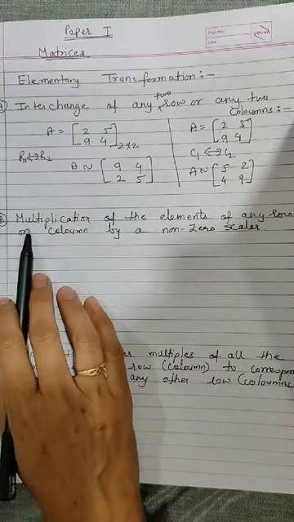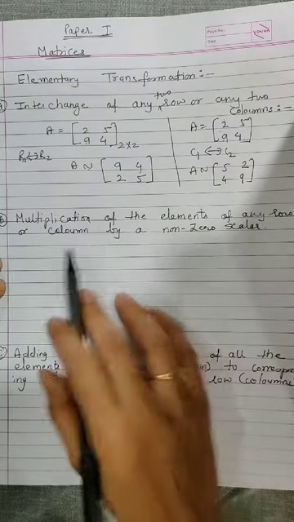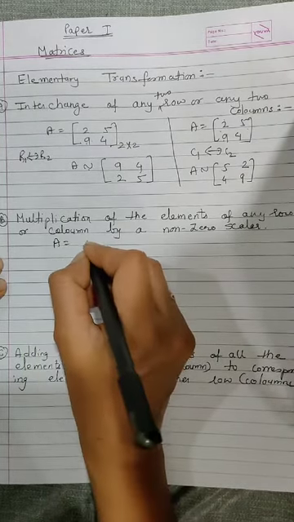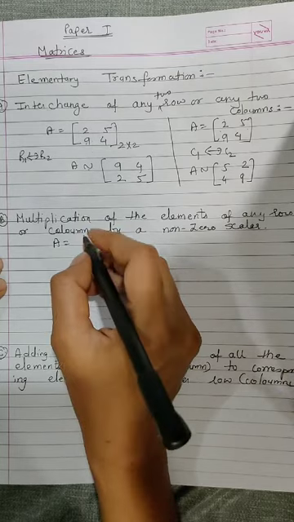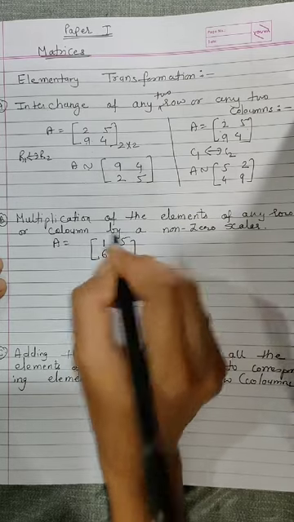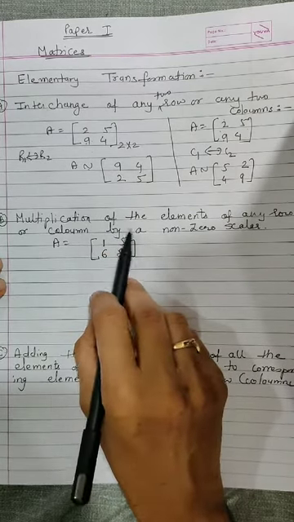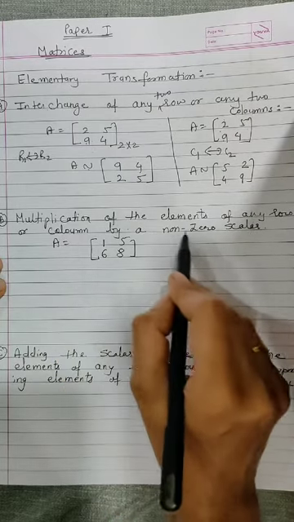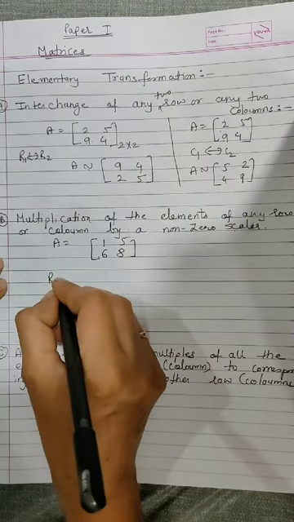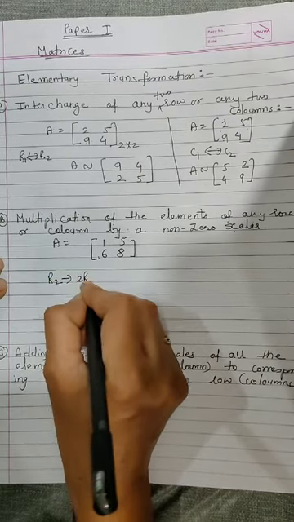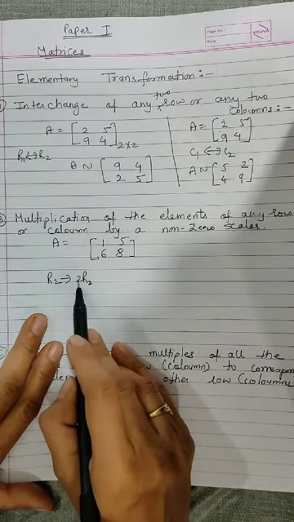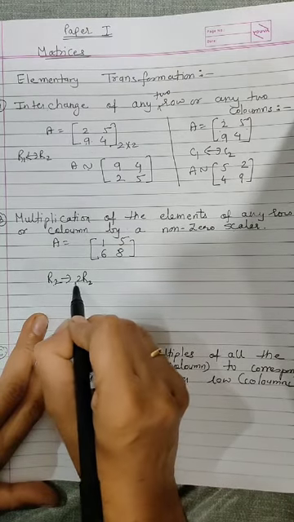Now the second is multiplication of the elements of any row or any column by a non-zero scalar. Let us explain this by taking an example. Suppose we have A equal to the matrix 1, 5, 6, 8. Multiplication of the elements of any row or any column by a non-zero scalar. Suppose I take row 2 and it changes to 2R2. So that scalar multiple is 2. Means each element of R2 is multiplied with 2.